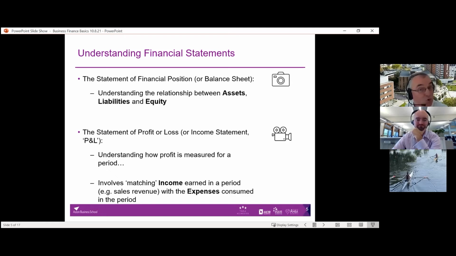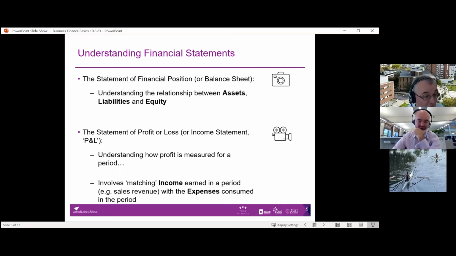How do we measure profits? Well, we do so by using what's known as the matching concept. We match together the income that was earned in a particular period, in the month or in the year, and we match against that income the costs that were consumed in the process of earning that income. And the name we give to costs consumed is an expense. And again, we need to be very careful regarding the meaning of words like income and expenses. They don't necessarily mean what you're expecting.